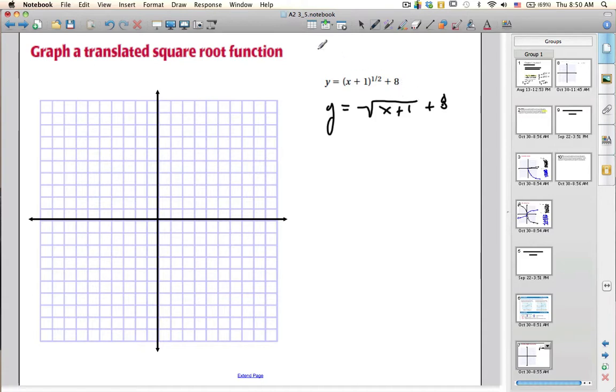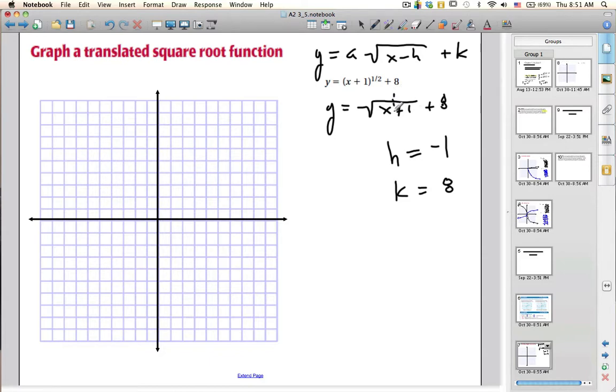Okay, this is a square root function. This is my form, square root of x minus h, plus k. So what's being subtracted from x here? That's going to be h. And what's being added on at the end is going to be k. -1 is being subtracted from x because x minus -1 becomes x plus 1. And 8 is being added on at the end. So if it helps you, h is always the opposite of what you see in the equation. k is exactly what you see in the equation.